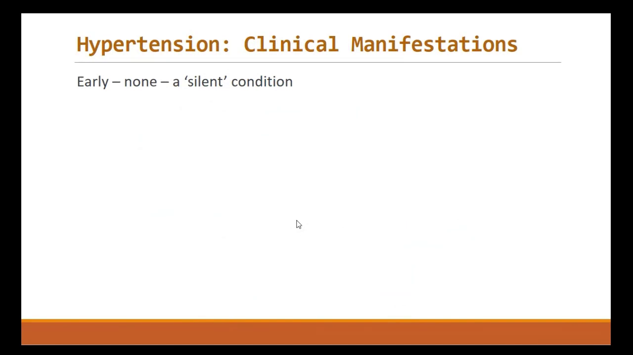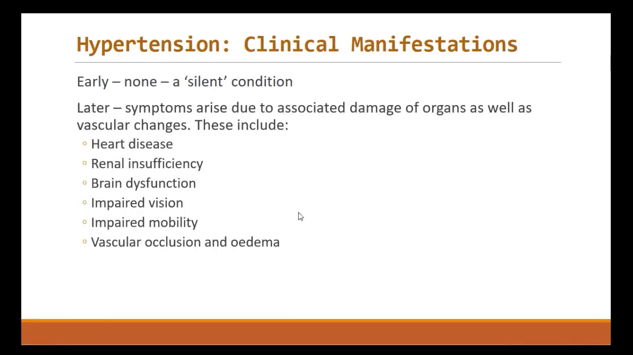How patients present? Early in disease, there are no signs or symptoms. It's a silent disease. Later on, symptoms arise due to associated damage of organs as well as vascular changes. So as you can imagine, hypertension would be symptomless for many, many years, because it takes many years for these complications to develop. And that is the reason why sometimes it is called a silent killer.